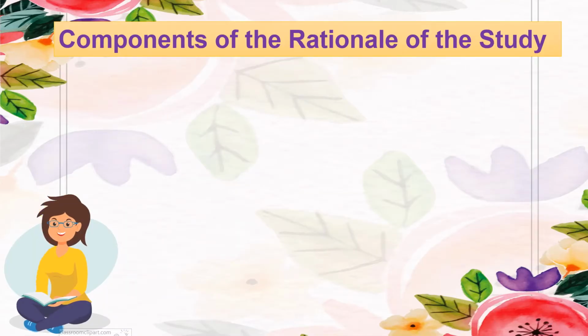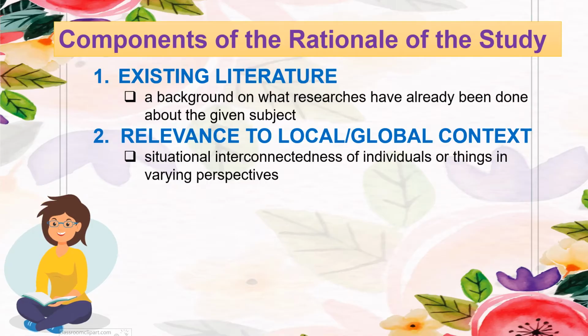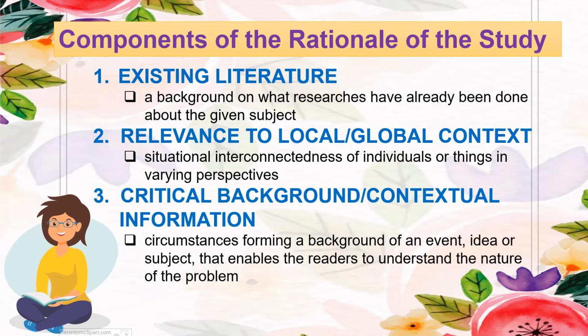Moving on, let's have the components of the rationale of the study. First, existing literature: a background on what researches have already been done about the given subject. Second component is the relevance to local or global context: situational interconnectedness of individuals or things in varying perspectives. Third, critical background or contextual information: circumstances forming a background of an event, idea, or subject that enables the readers to understand the nature of the problem.